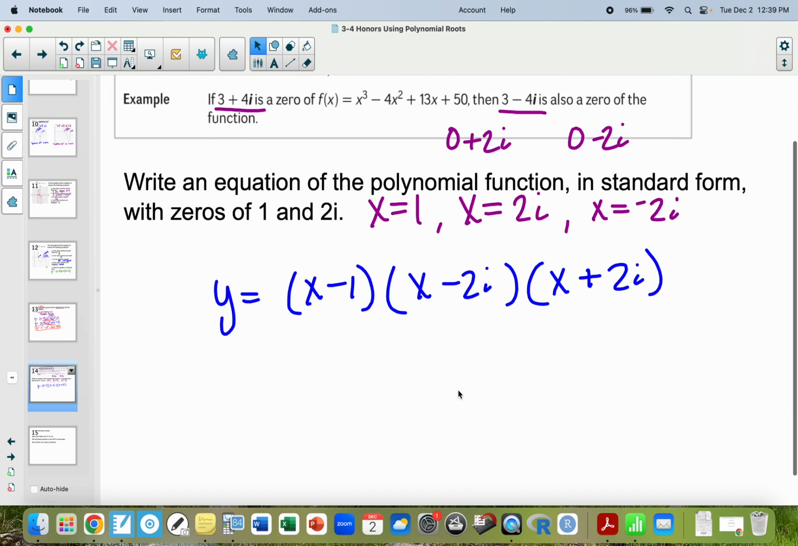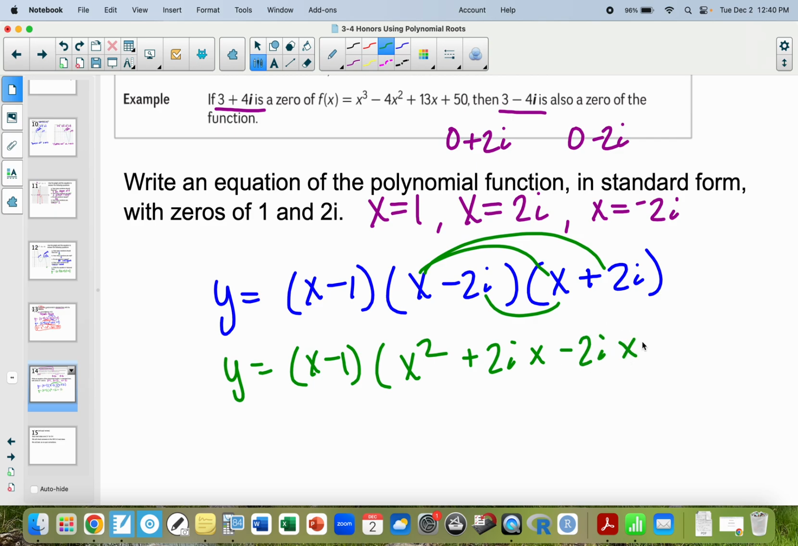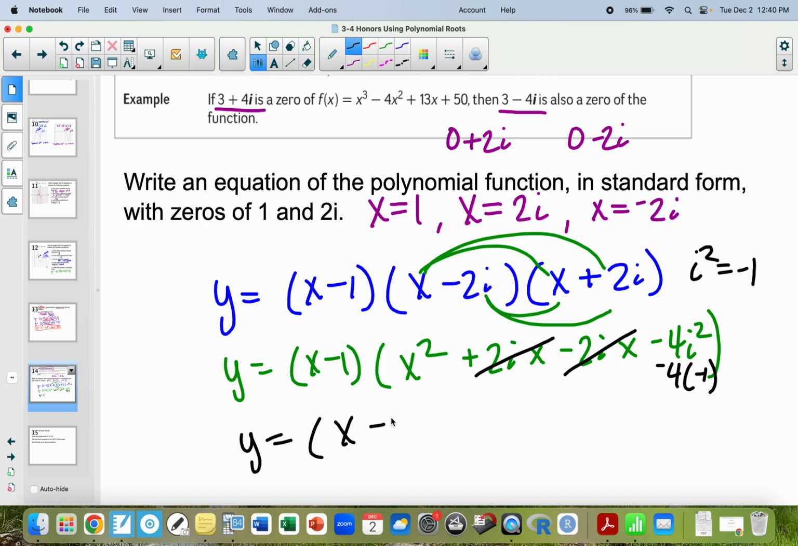All right, so what I would do first is multiply out the two that have the imaginaries. Oops, I'm going to bring down the x minus 1. Okay, so x times x is x squared. X times 2i would be 2ix. This would be minus 2ix, and then this would be minus 4i squared. And then in here, 2ix minus 2ix would cancel. And then remember, i squared is equal to negative 1. So this is really negative 4 times negative 1. So this is really positive 4. So let's clean this up. I'd have x minus 1 and then times x squared plus 4.